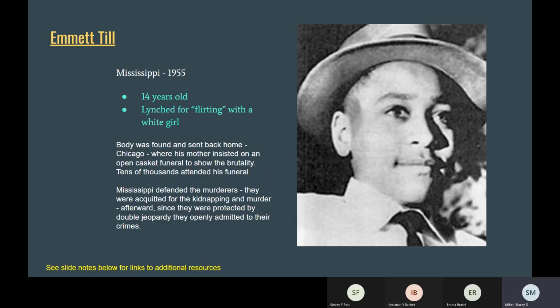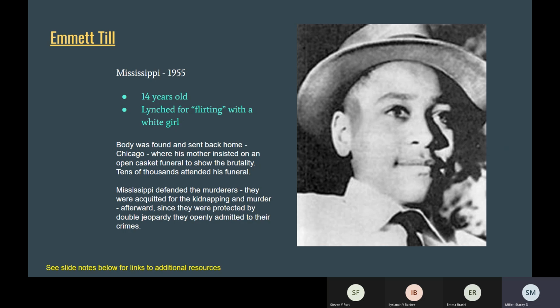The next thing that we'll talk about, and absolutely the most difficult thing to talk about in the context of what we're discussing today, would be Emmett Till. Emmett Till was a 14-year-old child. He was a 14-year-old boy, and he was murdered. Emmett was killed for flirting with a white woman, Mississippi, 1955.